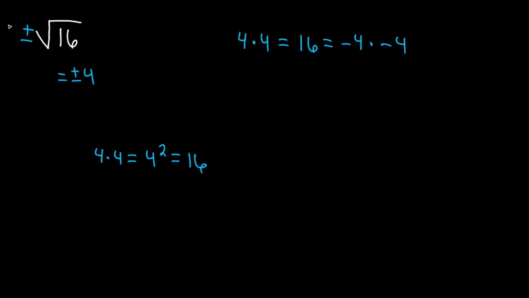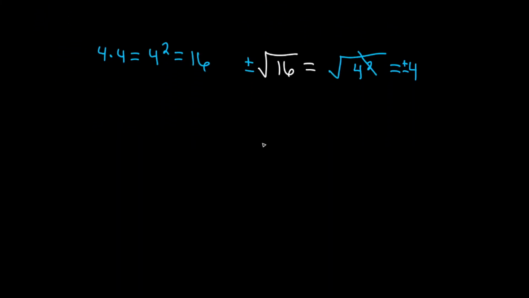So when you take the square root of 16, this is the equivalent of taking the square root of 4 squared. And what our square root is doing is it's undoing the square. The square root and the square are canceling each other, and you're just left with 4, plus or minus. And that's a big thing to remember, because if you forget that plus or minus, you're going to end up getting the answer wrong.